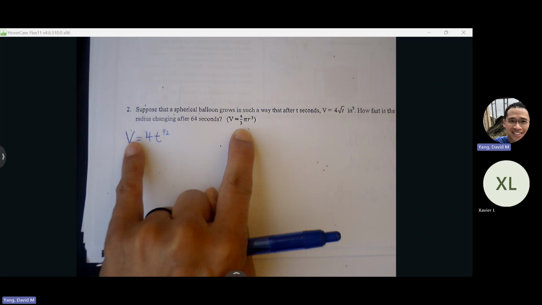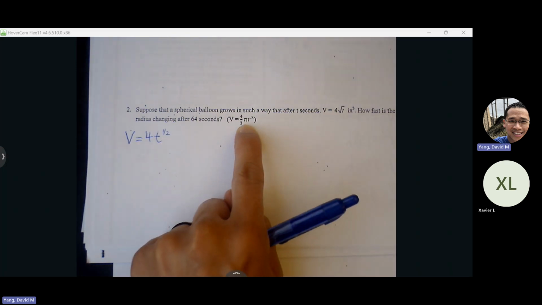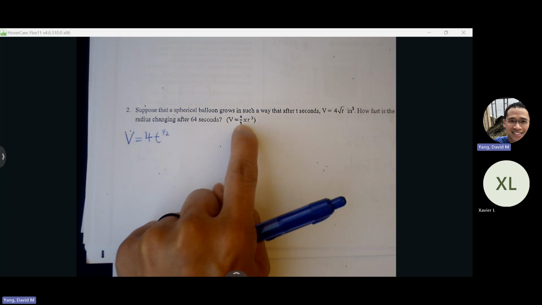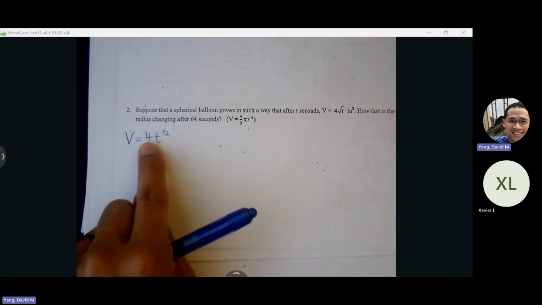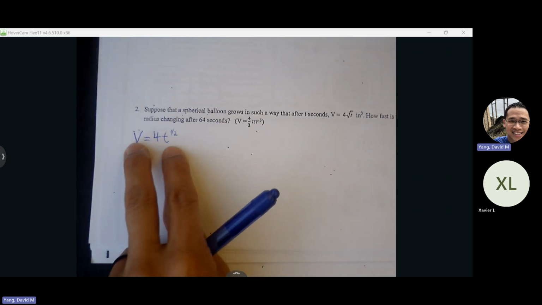Now I have two V equations here. You see that there's V equals 4t to the 1/2, and there's also V is equal to 4/3 pi r cubed. This connects the relationship between volume and radius. This is what we're used to. The other is a little bit different because it's just indicating the relationship between volume and time.